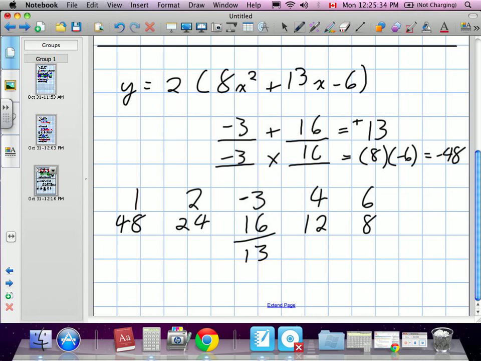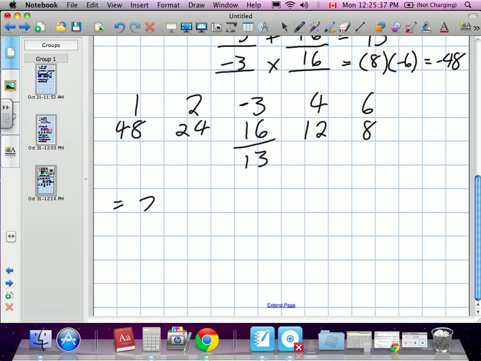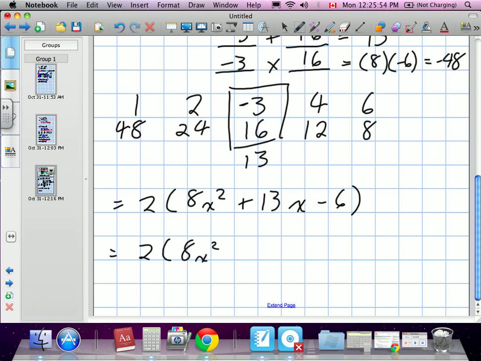So we're going to rewrite the question. 2 times 8x squared plus 13x minus 6. Through decomposition, we're using negative 3 and positive 16. So I'm going to split the question up. I'm going to get 2, 8x squared, negative 3x, positive 16x, minus 6. Now, I could have put positive 16 first and negative 3 second. We're still going to get the right answer, okay? It's just going to factor a little different. It'll still work.